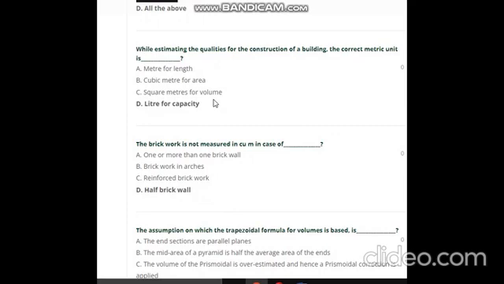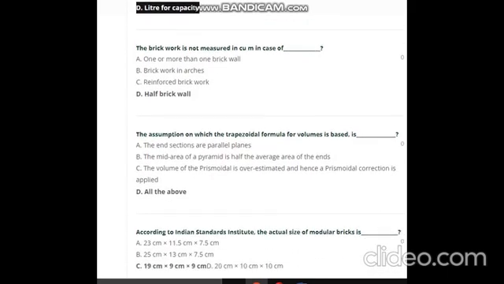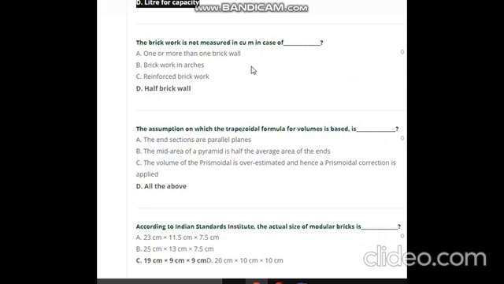While estimating the quantities for construction of a building, the correct metric unit is liter for capacity. Brick work is not measured in cubic meters in the case of a half brick wall.